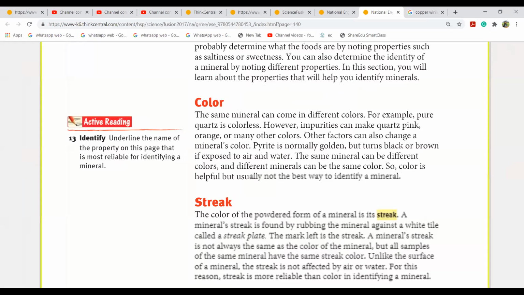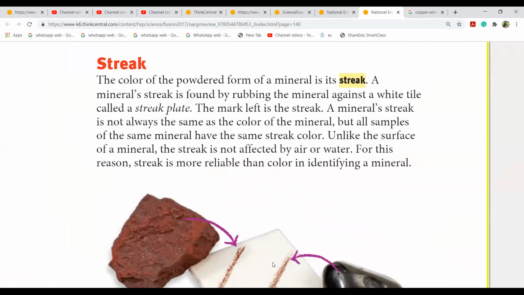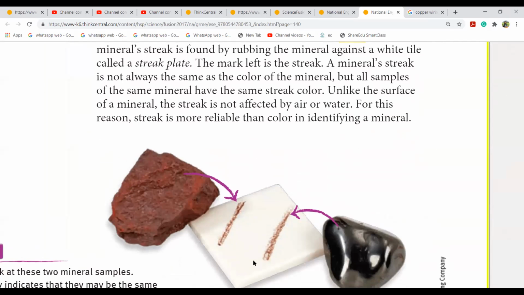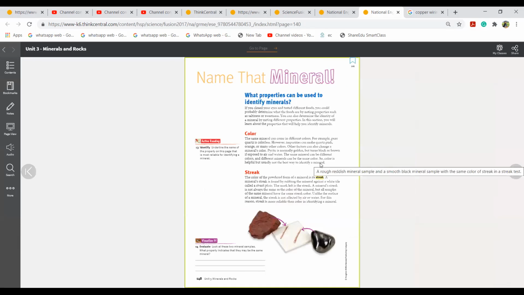Yesterday, I showed you in the video how they take a streak and how they make it. Remember? Oh yes, they scratch and it becomes a mark. Yes, it's found by rubbing the mineral against a white tile called a streak plate. The mark left is the streak. A mineral's streak is not always the same as the color of the mineral. Imagine this is black in color, but when you streak it, it gives you red. The streak is not affected by air or water. For this reason, streak is more reliable than color.